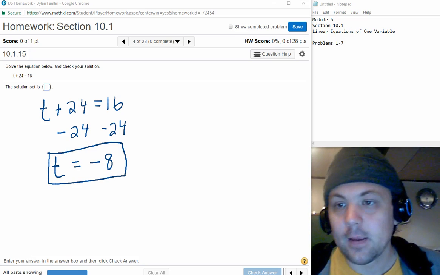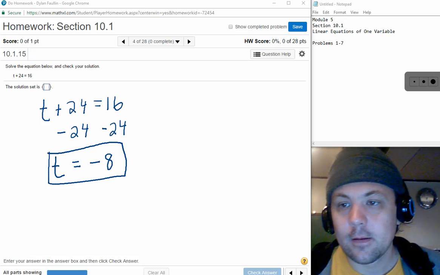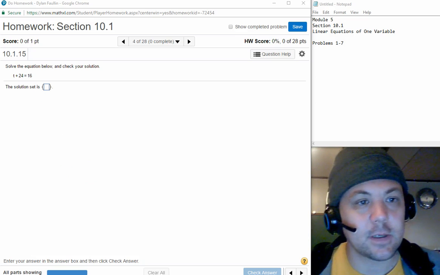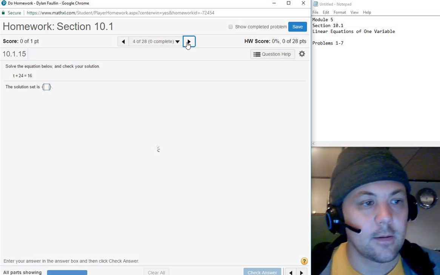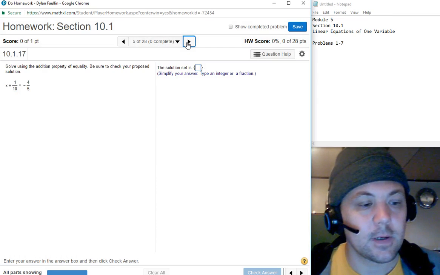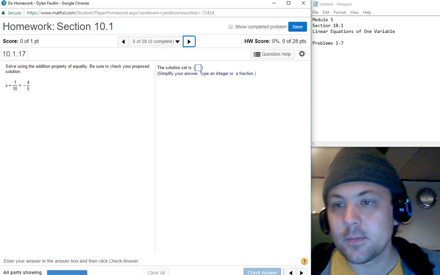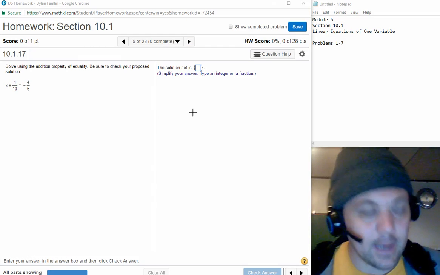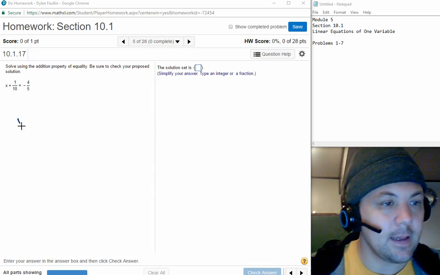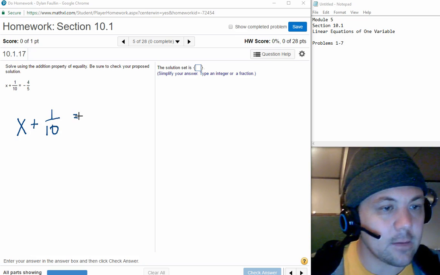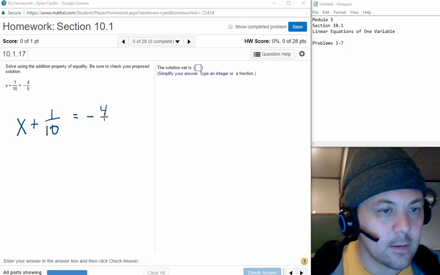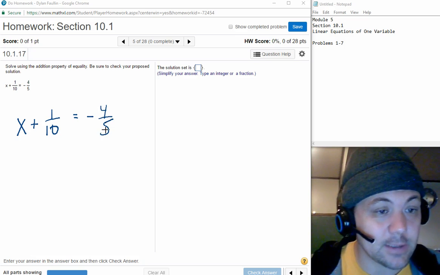All right. Let's take a look at the next one, number 5. All right. Oh, this is something different. So here we have some fractions, but the approach to this problem will not change. So even though we have fractions here, we can still handle this problem in the same way. We just have to take our time with the fractions.